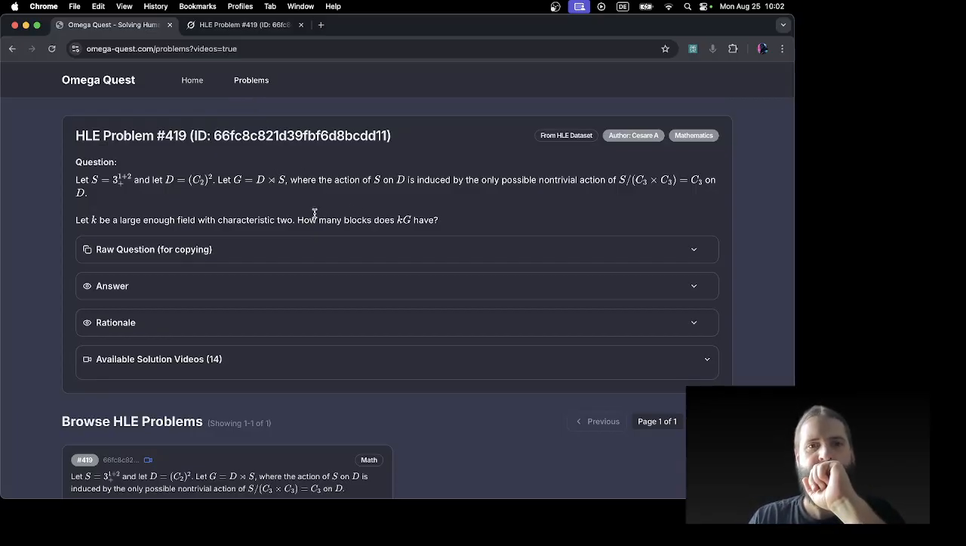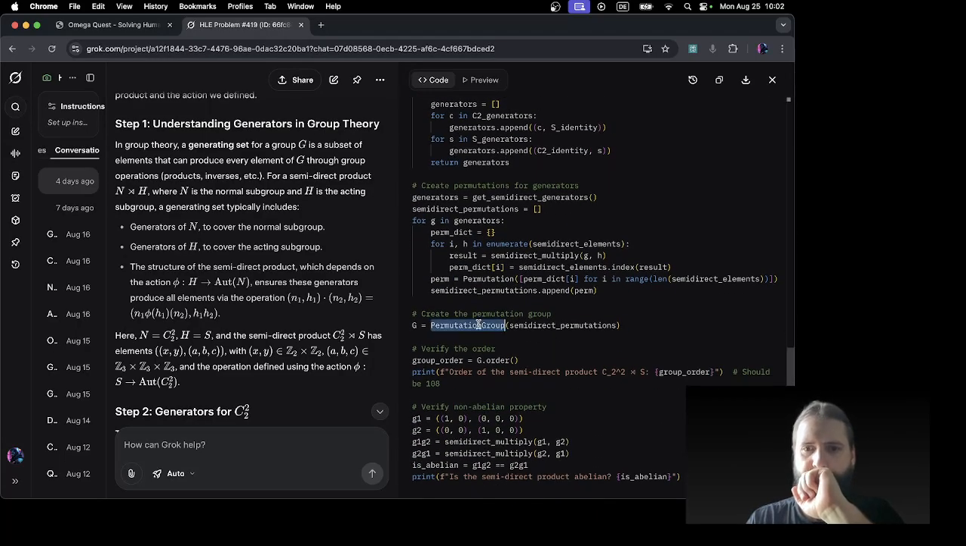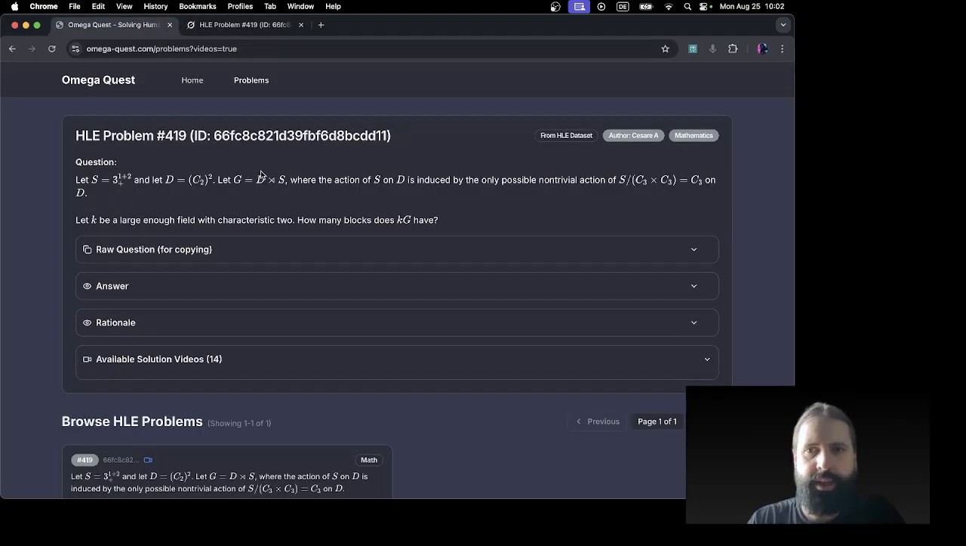But I really want to start to bridge towards the next step, which is now we have G. So having G, I guess we now can step into the stuff that I like, which is unknown territory: let K be a large enough field with characteristic 2. So, a large enough field with characteristic 2.